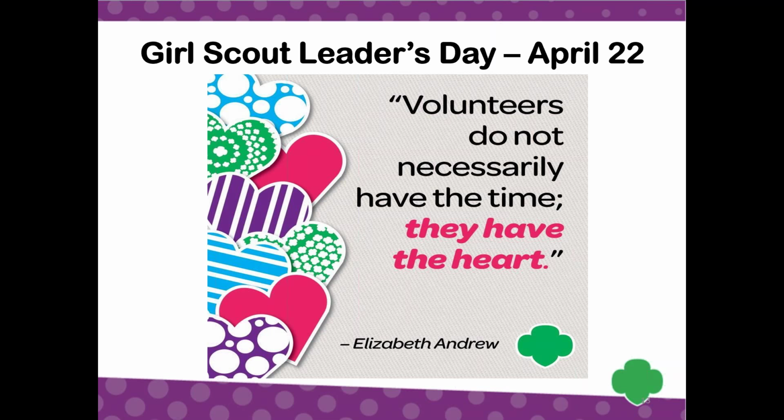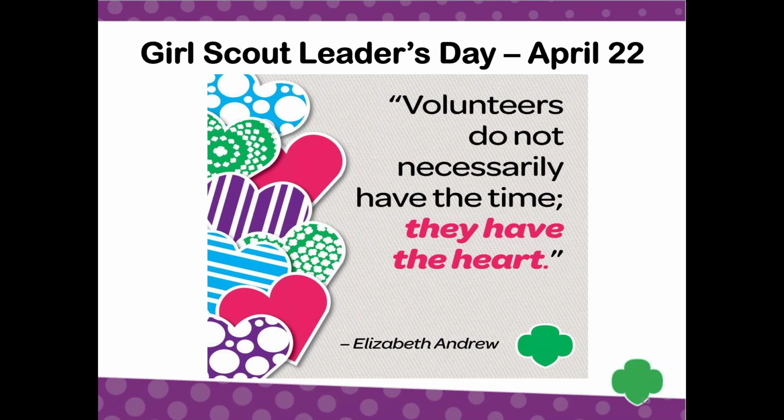After all, Girl Scouts would not happen if it weren't for all of our volunteers who work as leaders and mentors in partnership with our girls. On April 22nd, girls, families, and communities often find special ways to thank their Girl Scout volunteers.